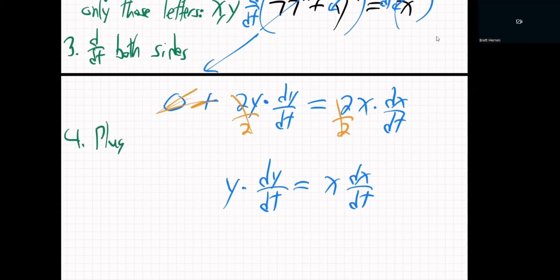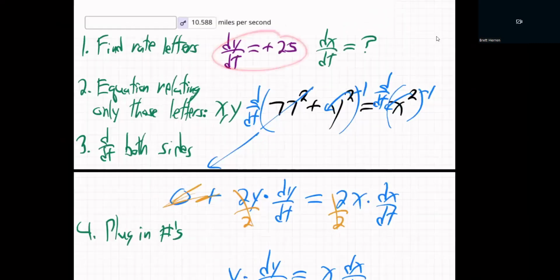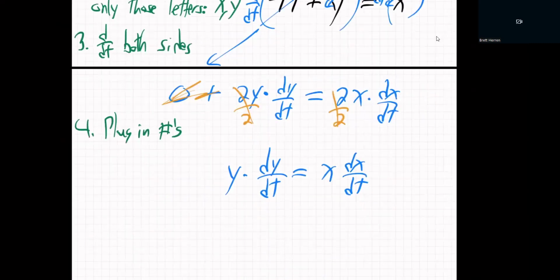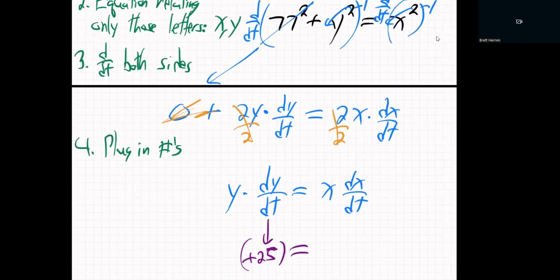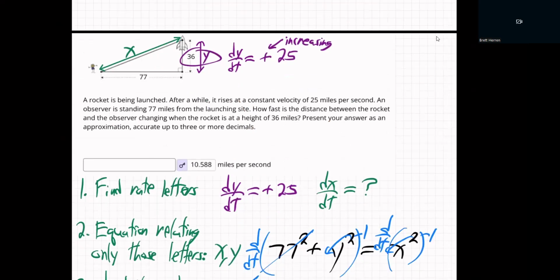Plug in the numbers. What numbers? Well, whatever we got, everything we need. So let's go look at it. What do we got? Well, we got dy dt, that's positive 25. Do we have y or x? y is 36. We can do that now.